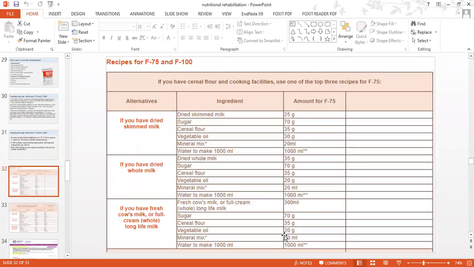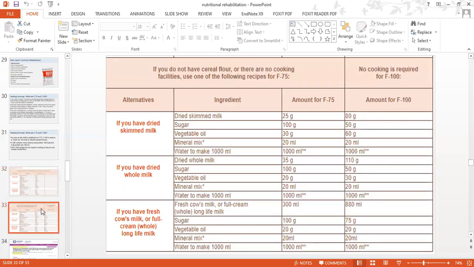Here is the composition of F75 formula. You can have 3 recipes depending on the type of milk you have. If you have dried skimmed milk, you follow the first one, and if you have dried whole milk, then the second one is there. And if you have fresh whole milk, then the formulation is slightly different, but the other contents are the same, like sugar, cereal flour, vegetable oil, mineral mix, and making it whole up to 1000 ml.